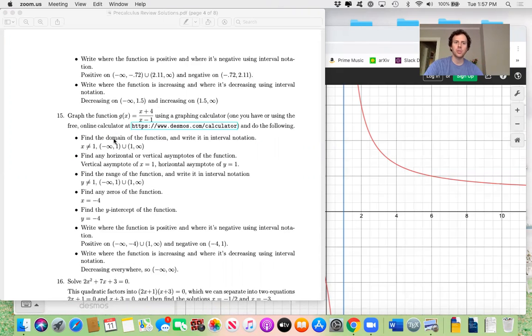In figuring out the domain, we essentially also came to the conclusion that 1 is a horizontal asymptote. Sorry, not a horizontal, a vertical asymptote.